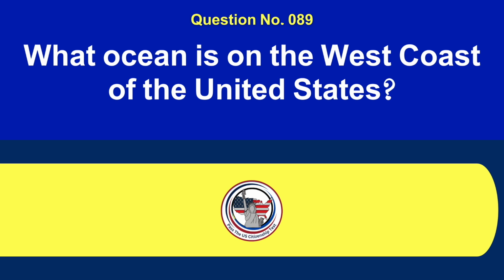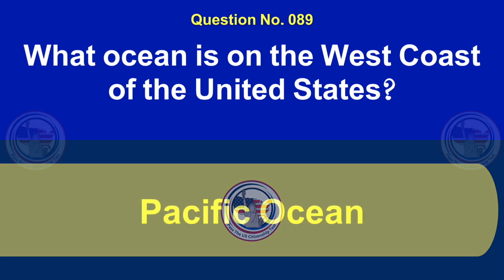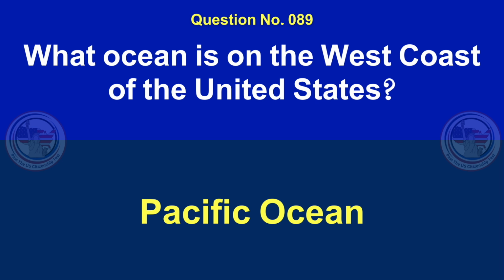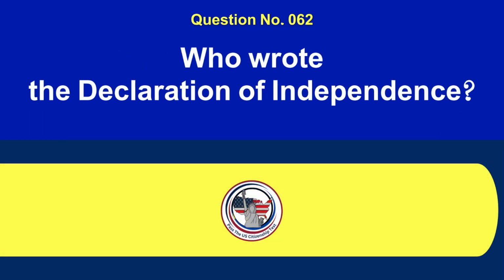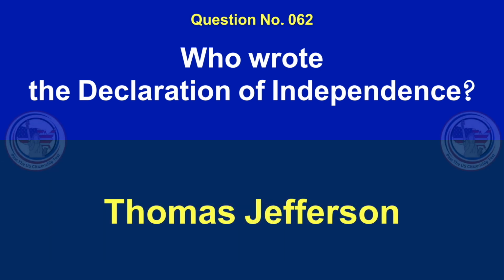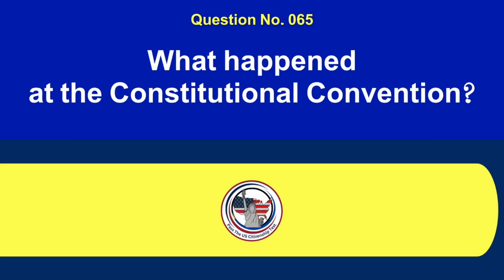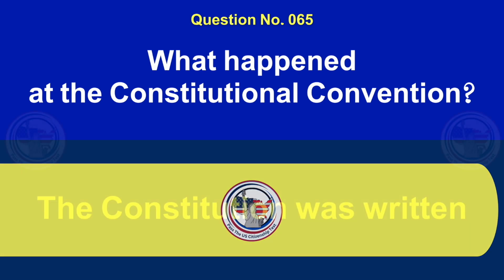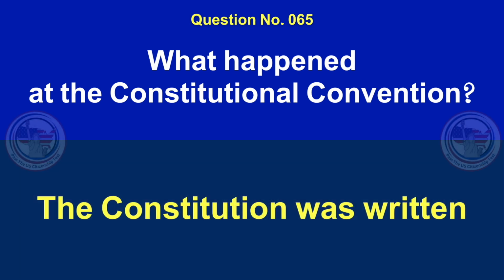What ocean is on the west coast of the United States? Pacific Ocean. Who wrote the Declaration of Independence? Thomas Jefferson. What happened at the Constitutional Convention? The Constitution was written.